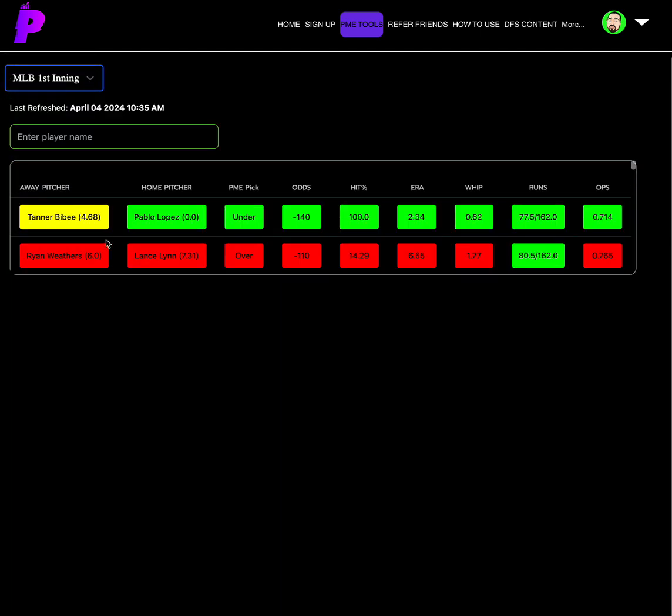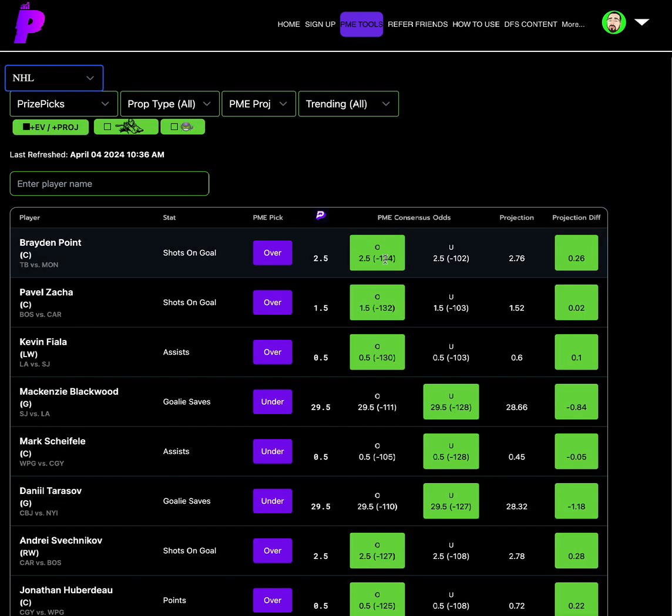MLB first inning. The only two options that we have here would be the under on Tanner Bibby and Pablo Lopez. Both have been fantastic in the first innings. Bibby kind of mid-range, that's why he's a yellow, but nonetheless, minus 140 odds on the over. I don't know if Prizepicks even has this as an option because the odds are so good. Okay, but yeah, that would be the way that I would go. The Bibby and Lopez under.